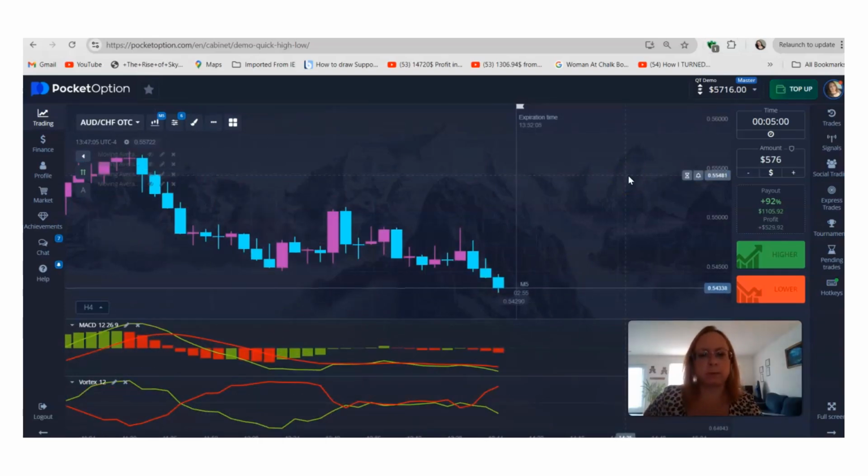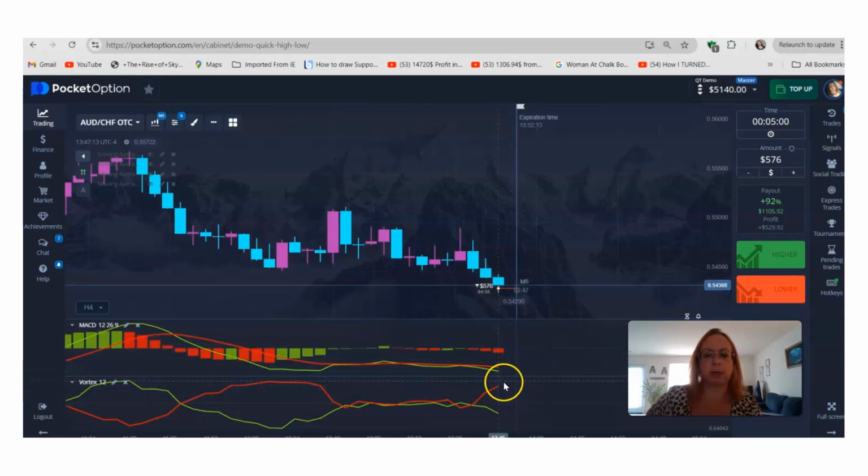This looks like a suitable situation here because it is going in a downtrend. The lines are below the histogram. The histogram is below the zero. The green line is below the one line in the vortex, and it is in a downtrend here. So I got into that trade there, and we will see how it plays out.